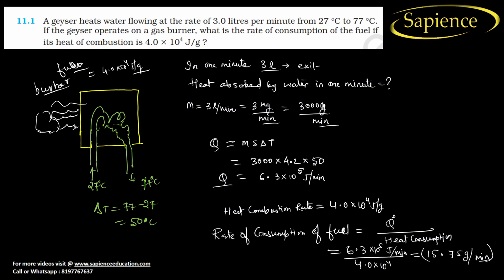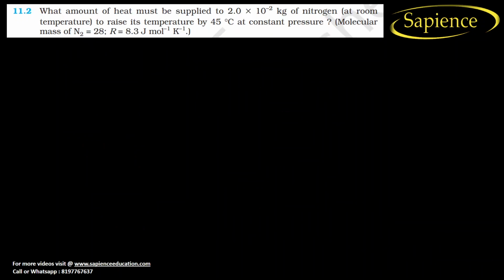Now let us go for the next question. The next question number is 11.2. In 11.2, what amount of heat must be supplied to 2 into 10 to the power minus 2 kg of nitrogen at room temperature to raise its temperature by 45 degrees Celsius at constant pressure? The molecular mass of nitrogen is 28 and R is given as 8.3 joule per mole per Kelvin. Okay. Now see here.